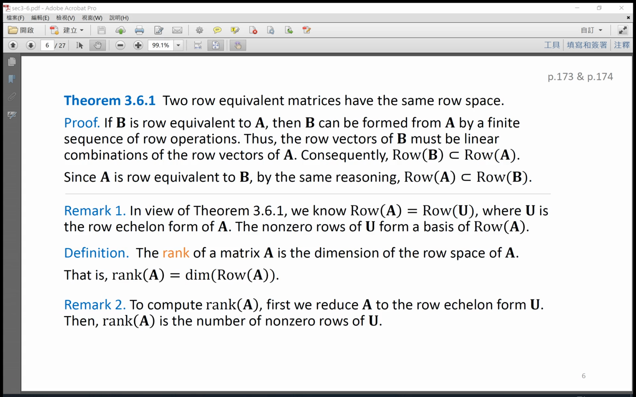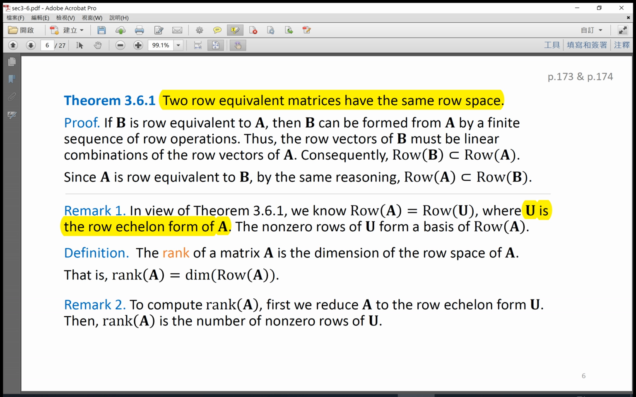Next, I will prove Theorem 3.6.1, which states that two row equivalent matrices have the same row space. Before giving the proof, let's see what we can do with this result. Let U be the row echelon form of A. Then U is formed from A by a finite sequence of row operations. Therefore, U and A are row equivalent.